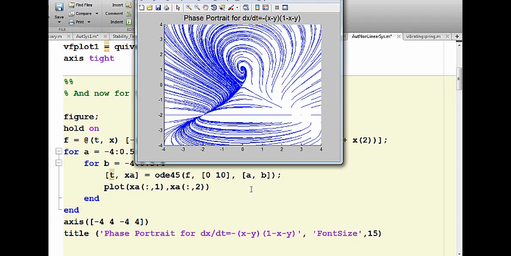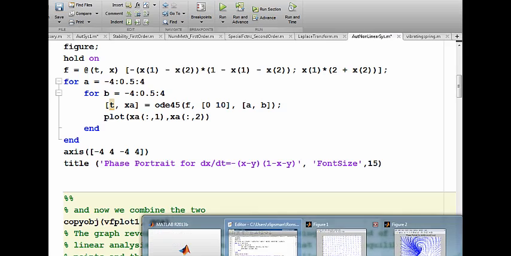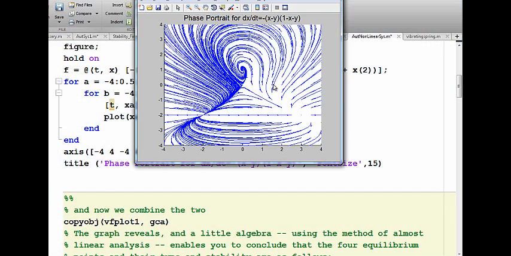Next, let's combine the phase portrait with the vector field. So that will be this command here. If I run it and bring the graph back up, there it is. There's both the vector field and the phase portrait drawn together. And you can see the solution curves, some of them going like this, some going like that. Some going around, coming into here, and some apparently spiraling around into here.